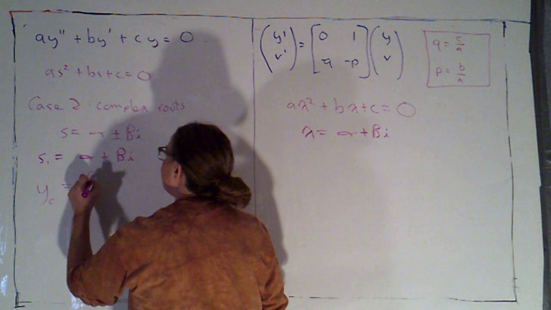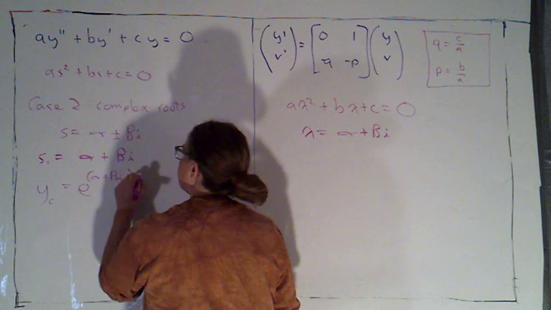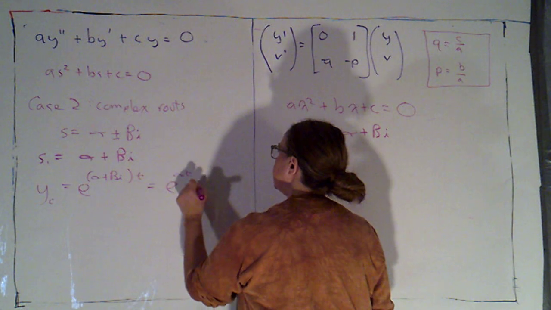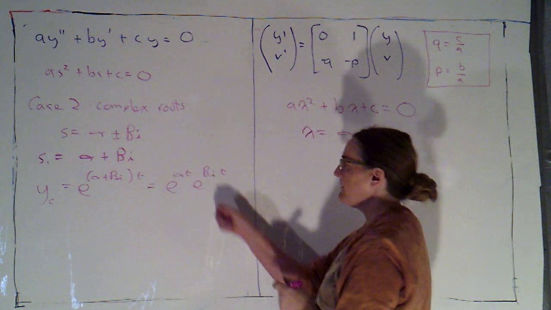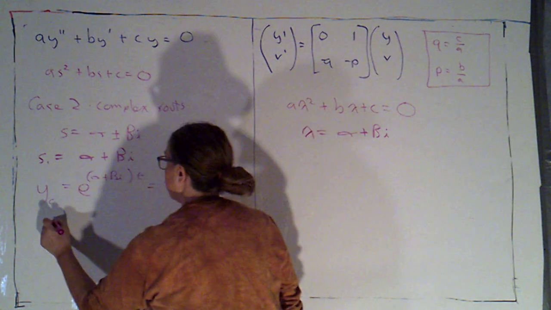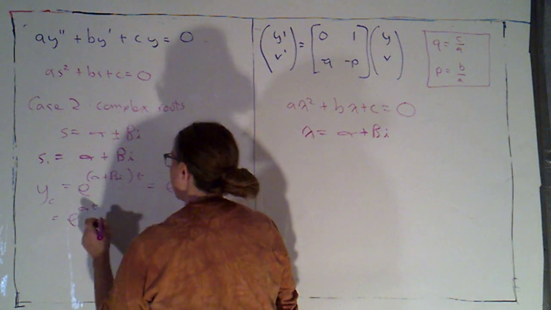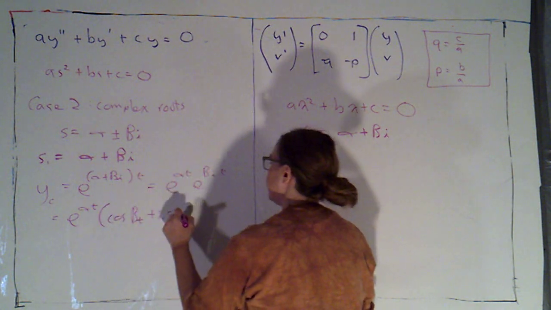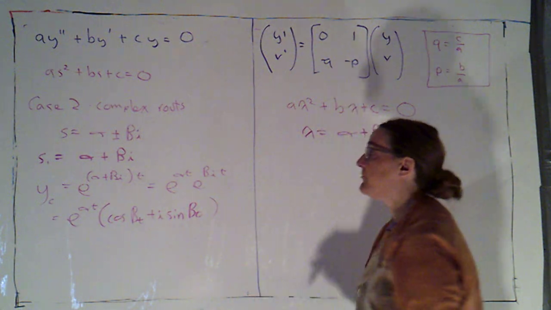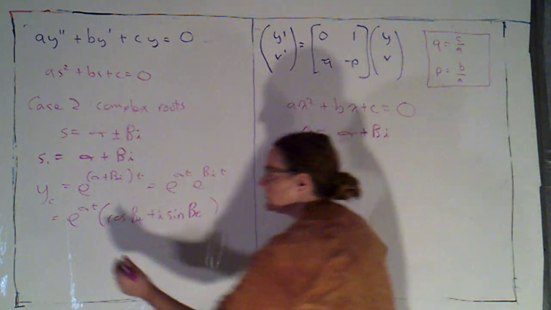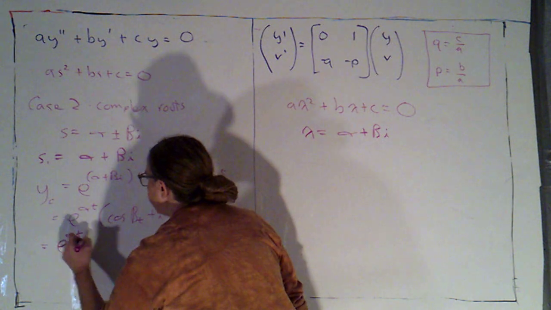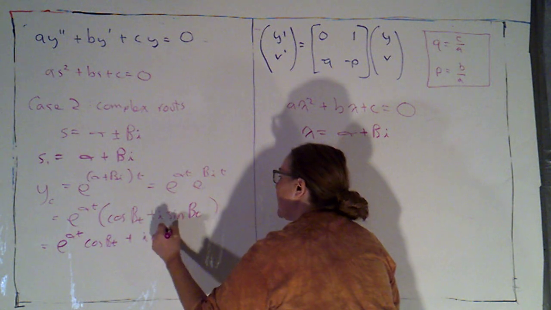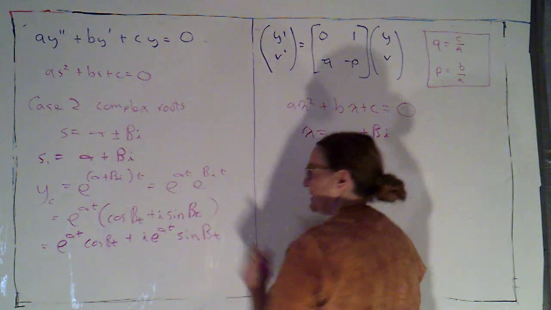So this would be e to the alpha plus beta i times t, which I can simplify: e to the alpha t times e to the beta i t. And then, of course, I can use Euler's formula for this. So that's going to be e to the alpha t times cosine of beta t plus i times sine of beta t. Now, if I distribute the e to the alpha t, that's e to the alpha t times cosine of beta t plus i times e to the alpha t sine of beta t.